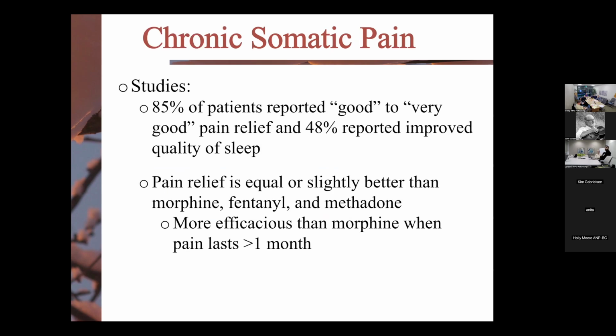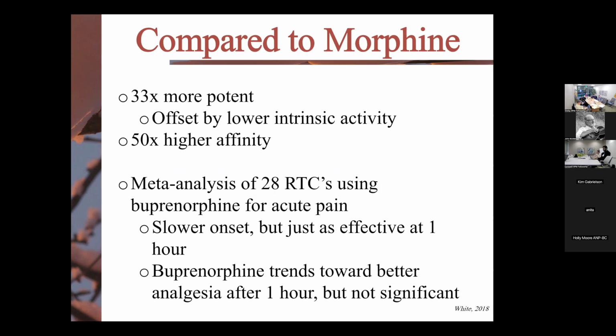We can use it for chronic somatic pain. One study showed 85% of patients reported good to very good response, with 48% reporting improved quality of sleep. Pain relief can be equal to or slightly better than morphine, fentanyl, or methadone, especially when we're looking at pain beyond that 1 month mark. We see that buprenorphine can be more efficacious than morphine. Compared to morphine, it's 33 times more potent and has 50 times higher affinity.